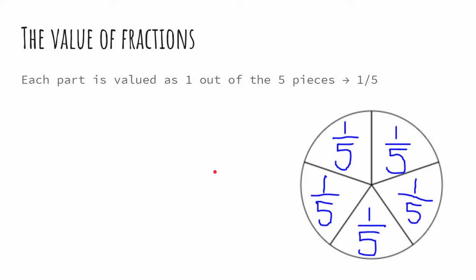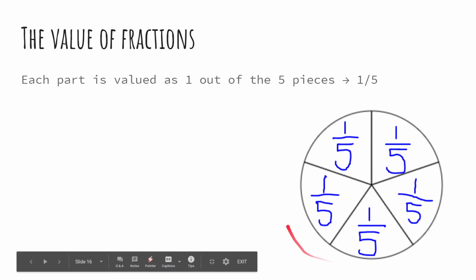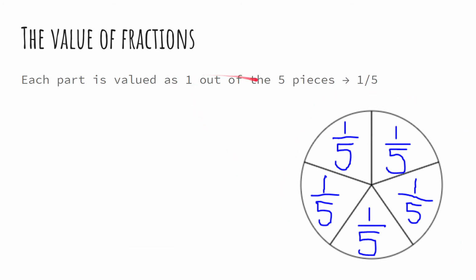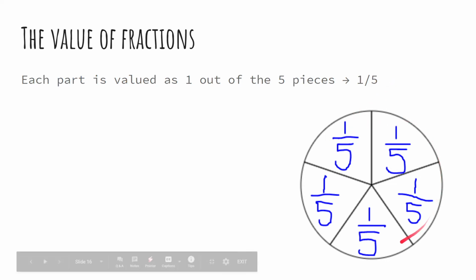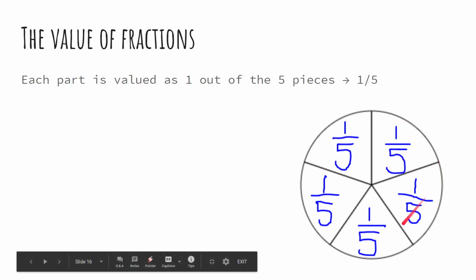Now the value of fractions. So we have somewhat gone over this as we've been learning about them, but there's a couple things that need to be explicitly pointed out. So each part is valued in this situation, in this pie, as 1 out of 5 pieces, or 1 over 5. Okay, and this is because in total there are 5 pieces.